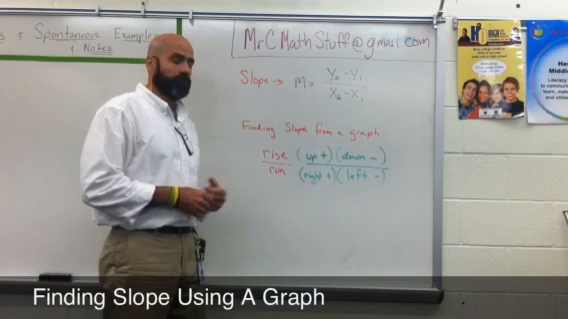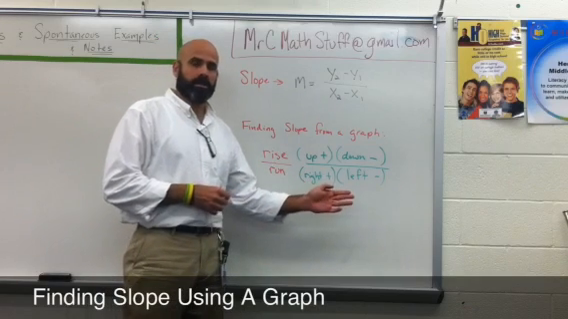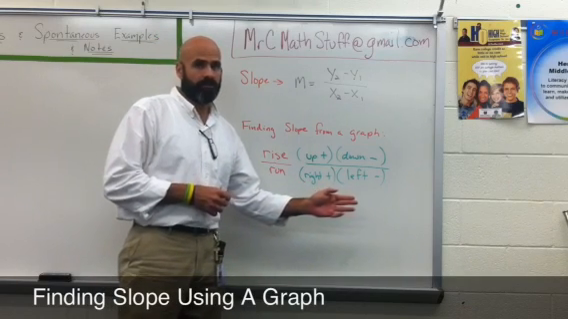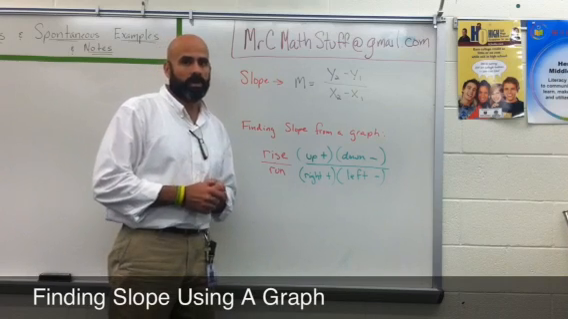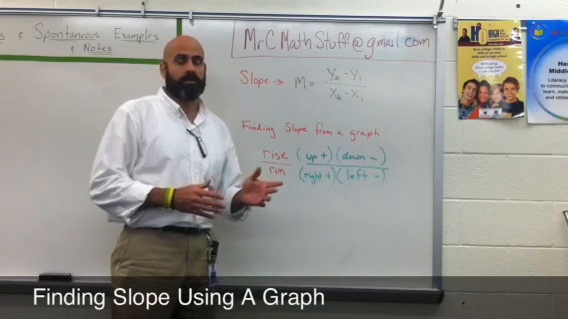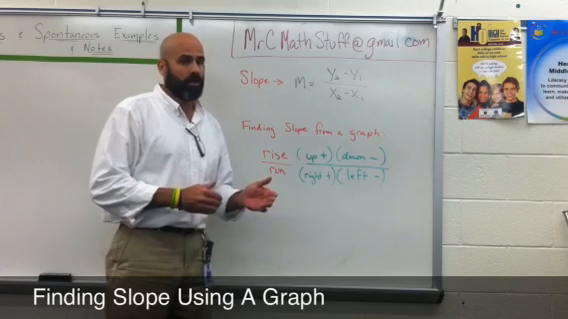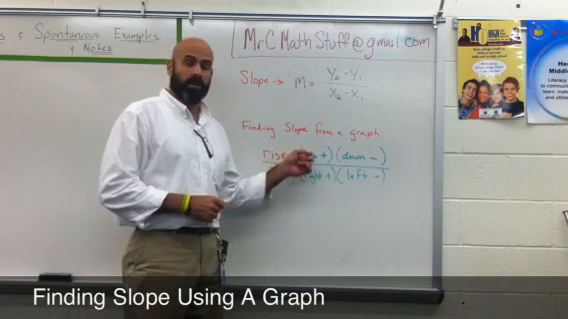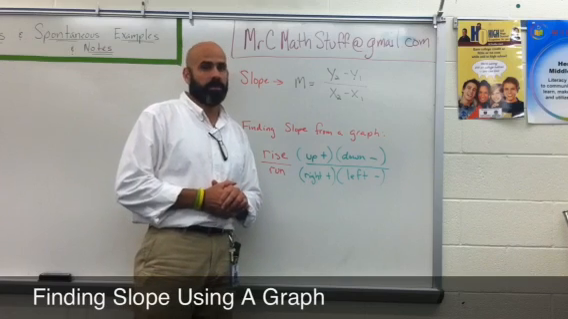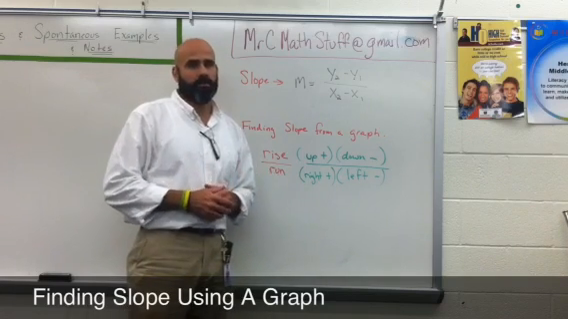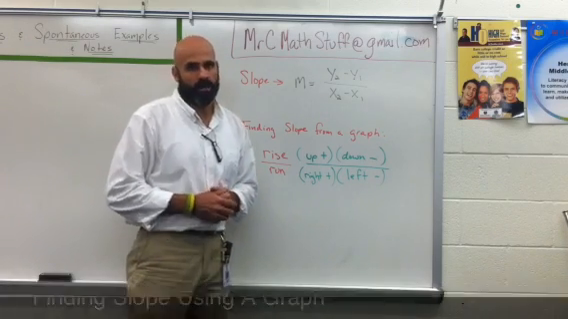When we do the run, if you're moving to the right to the next point, that's plus. If you're moving to the left, that's minus. You'll see when we go to the graph that the question always comes up, does it matter which point I go to first? No, if you remember that up is plus and down is minus for rise, and right is plus and left is minus for run, it doesn't matter which point you do first. So let's go to the graph.